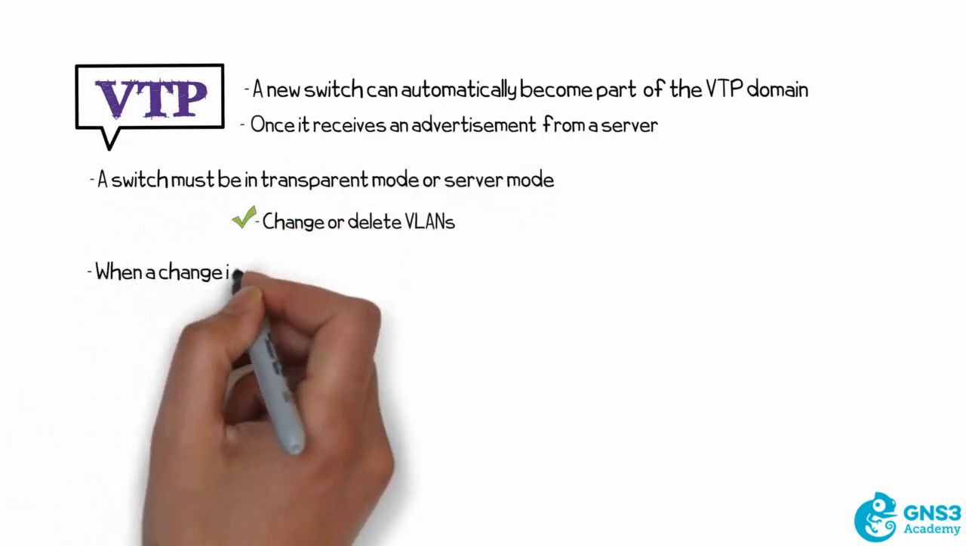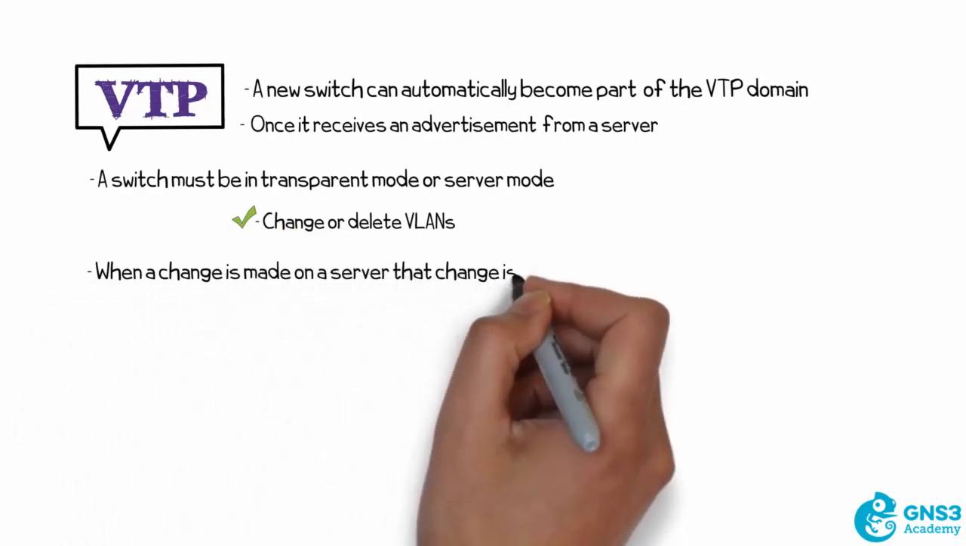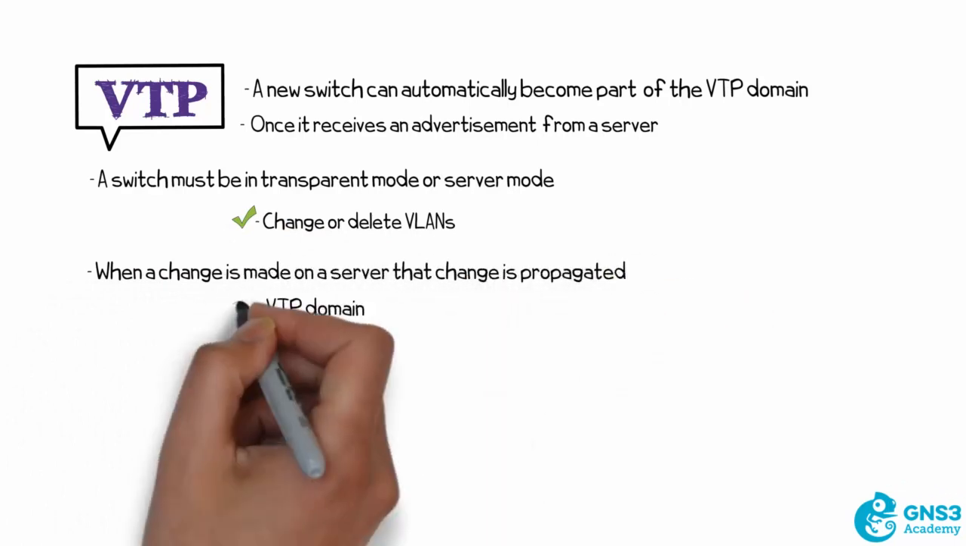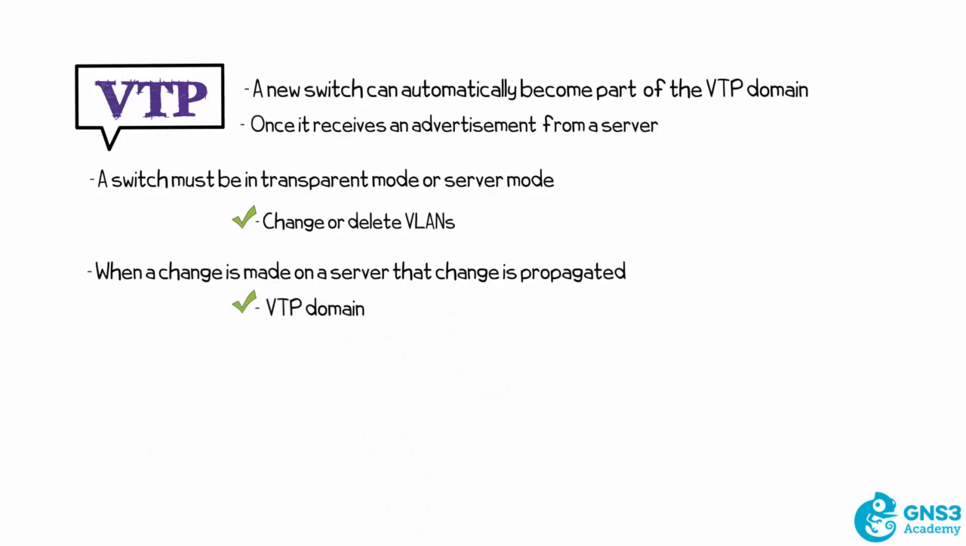When a change is made on a server, that change is propagated to all other switches in the VTP domain, but VTP advertisements are only sent across trunk links.